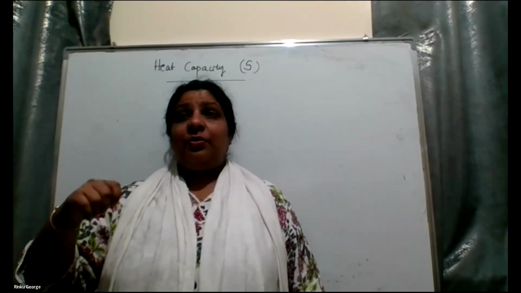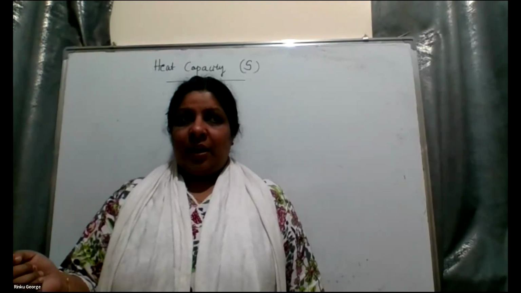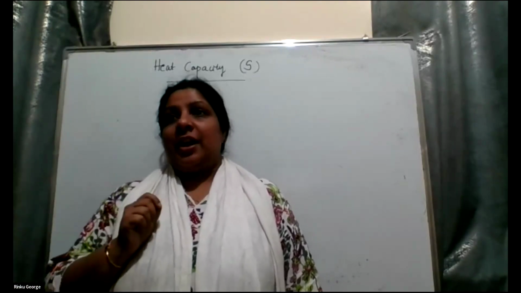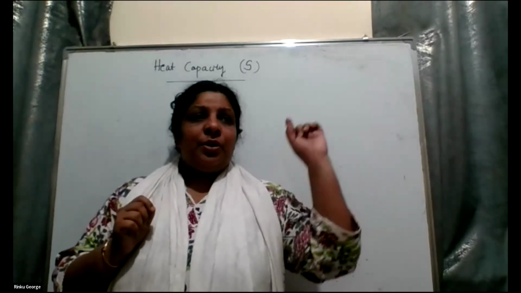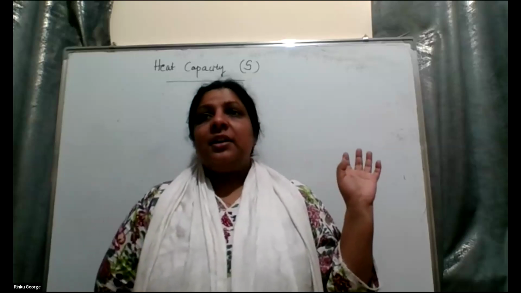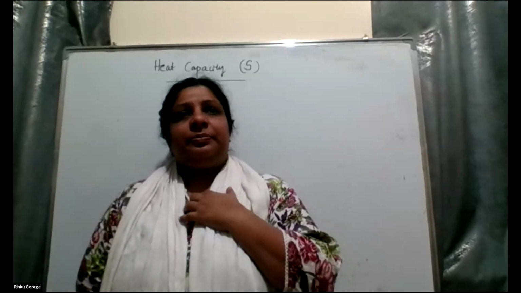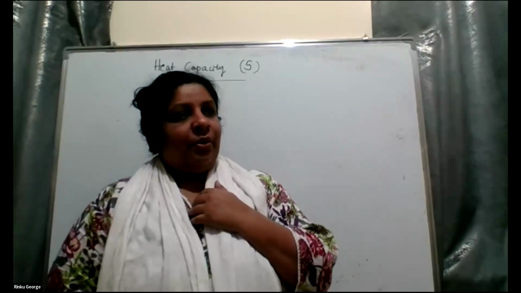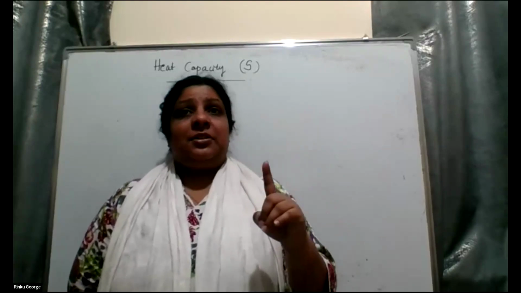It is the amount of heat required to raise the temperature of a substance by 1 degree or 1 Kelvin. If you have a substance and you want to increase the temperature by 1 degree, the amount of heat, which is energy, required is the heat capacity. Now, what about specific heat capacity? It is the amount of heat required to raise the temperature of 1 kg substance by 1 degree.